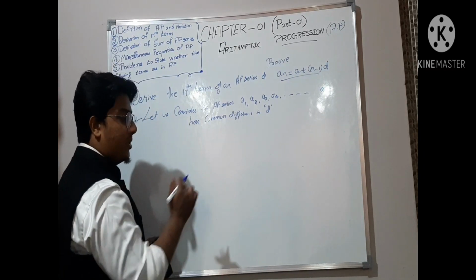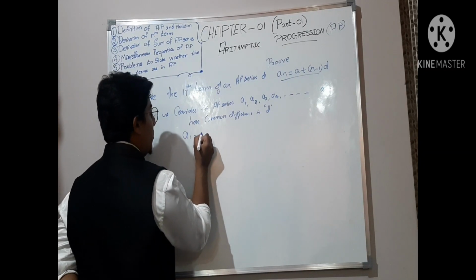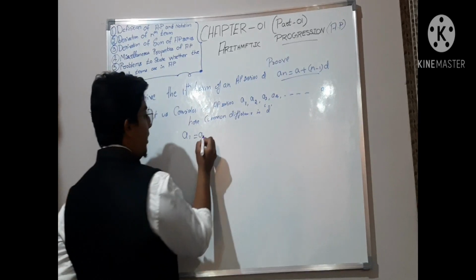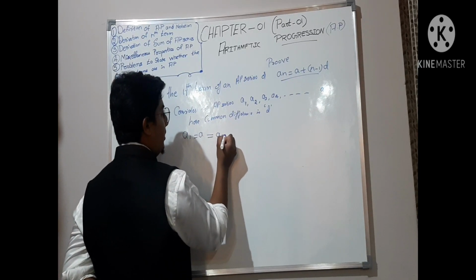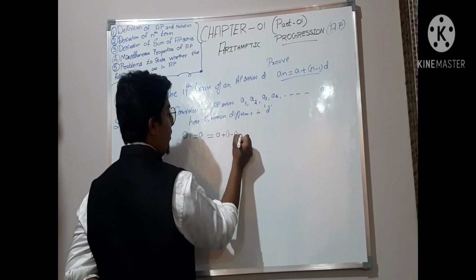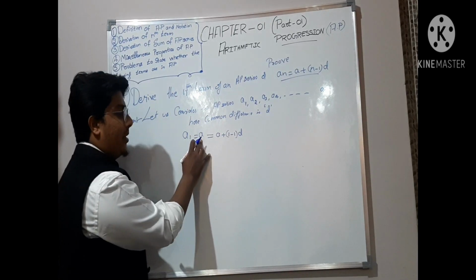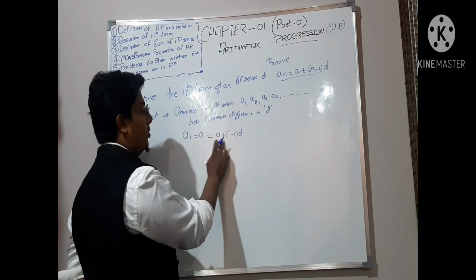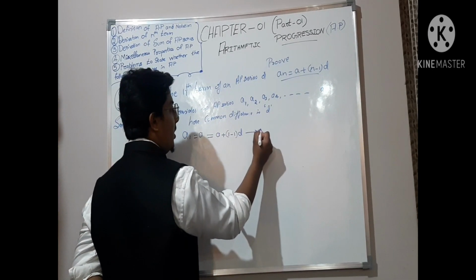So we have derived the first term, that is A1 is equal to A. We can also write this as A plus 1 minus 1 times D, because here there is no D term. So here 1 minus 1 is 0, 0 multiplied by D is 0, so we will get A. This is equation 1 which we have derived.